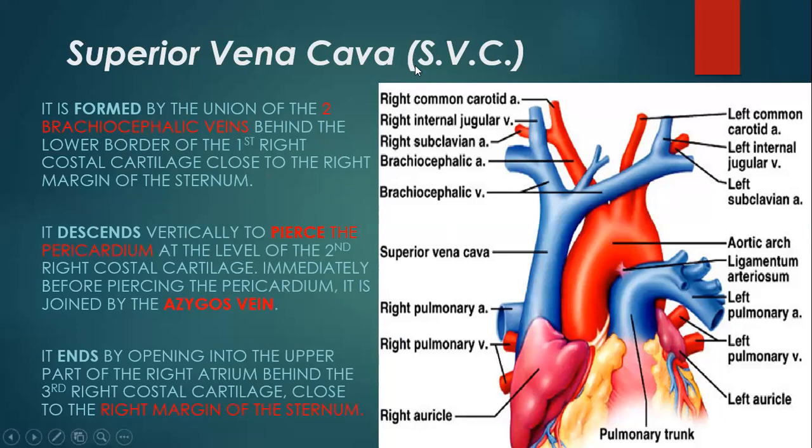So the superior vena cava is formed by the union of two brachiocephalic veins. If you see here, there are two brachiocephalic veins. These are the two brachiocephalic veins which join together to form the superior vena cava. So the two brachiocephalic veins coming from the right side and left side join together to form the superior vena cava behind the lower border of the first right costal cartilage, close to the right margin of the sternum.